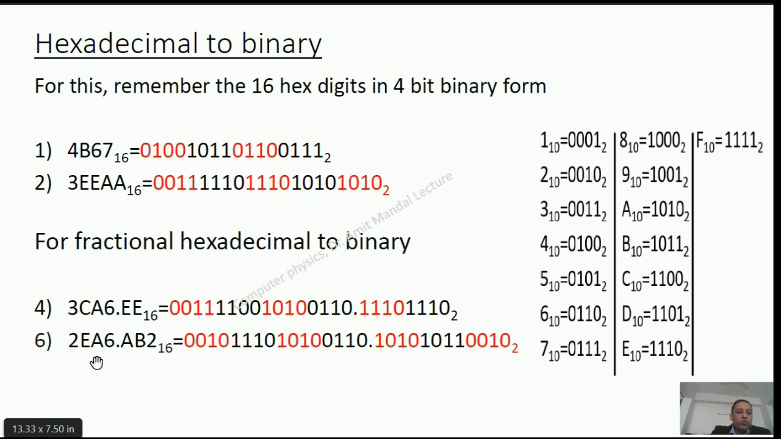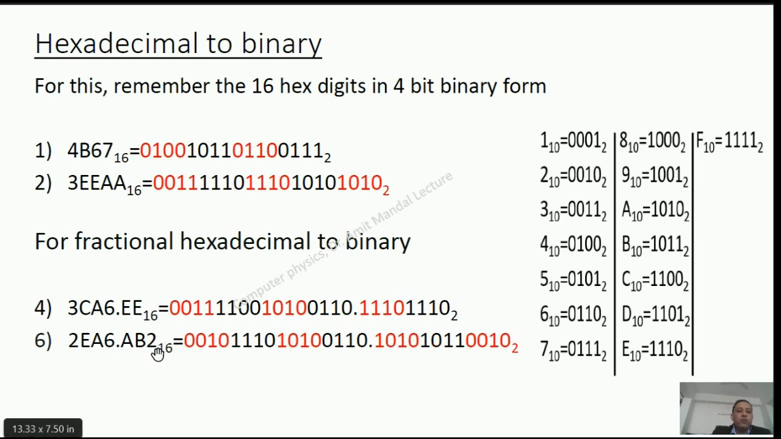Similarly, for 2EA6.AB2, for 2 it is 0010, written. Similarly for E I have written, A I have written, and 6 I have written. The point. For this A, whatever the binary representation, that is 1010. So written, and then B written, and then for 2 also written.